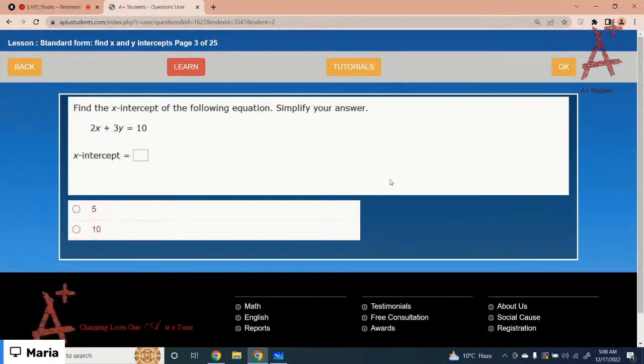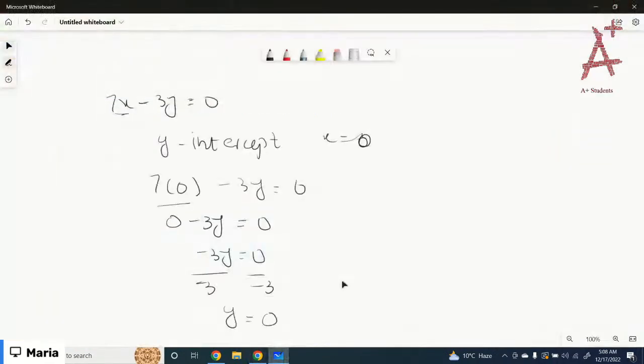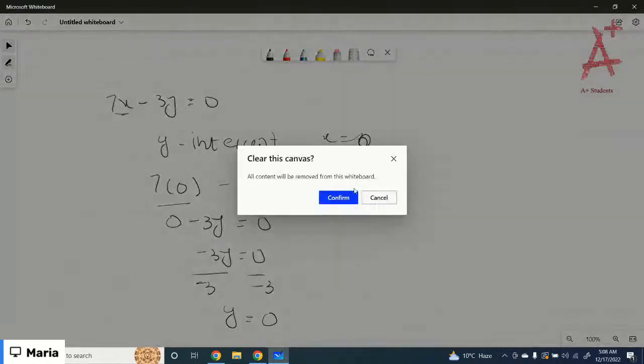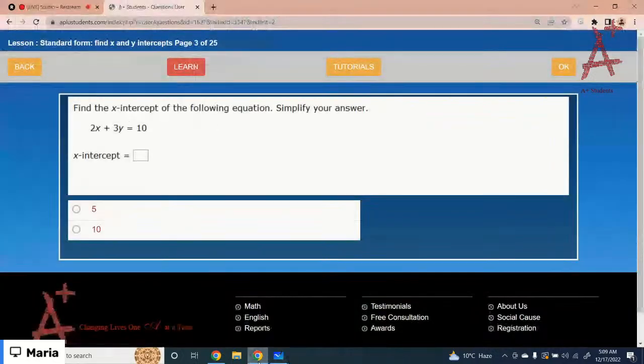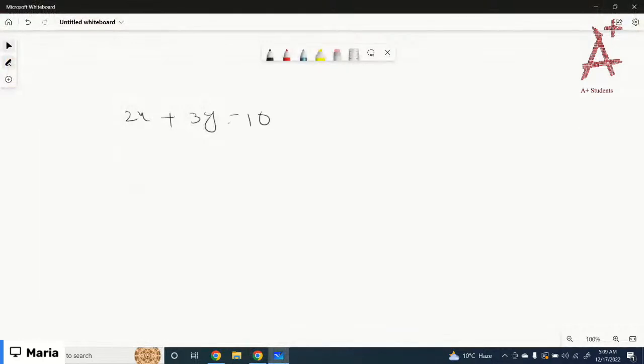Okay, the next one is 2x plus 3y equals 10. You have to find the x-intercept. If you have any question, please write the question in the chat box. I'll answer all your questions. 2x plus 3y equals 10. Got it? You have to find the x-intercept of the equation.